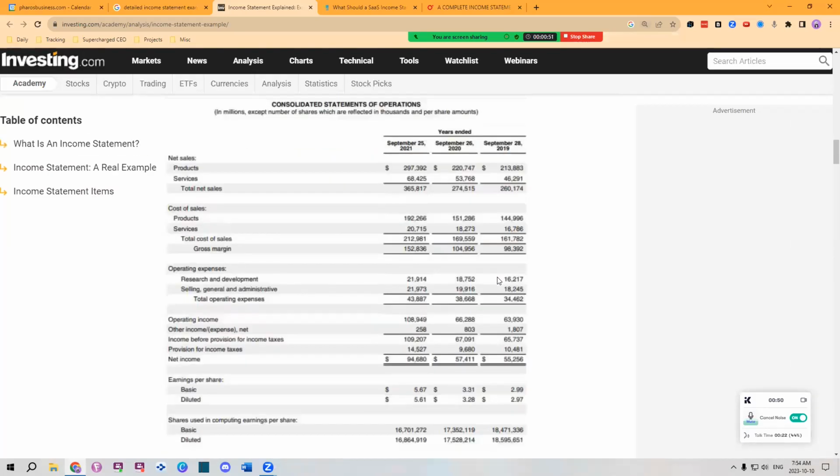So first and foremost, under revenues, in this case, and this can also be called a statement of operations. I'm going to call it an income statement. You might also hear it called a profit and loss, or statement of profit and loss. This is the second most important financial statement.